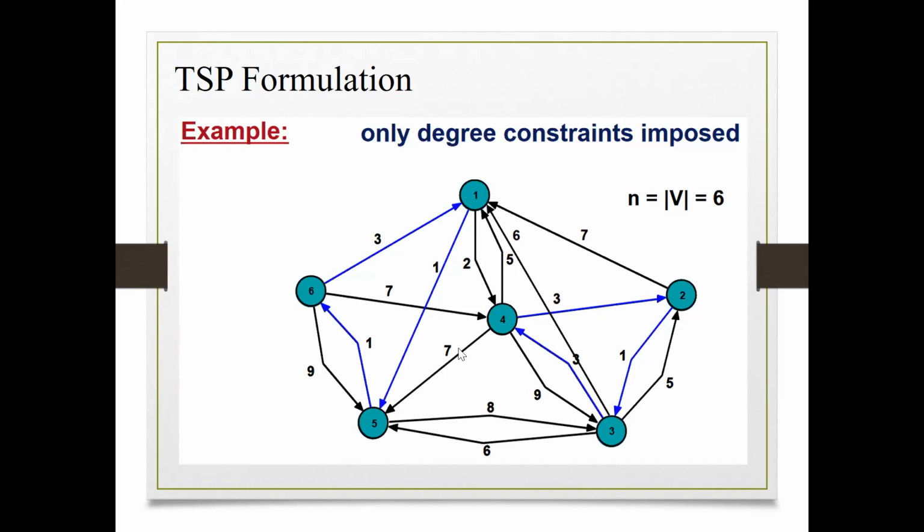If I go through city 4, it would be 9. City 5 has 1, so I take city 5. Again, from city 5 to city 6, the shortest path would be 1, so I take this. And then from 6 to 1, again, the shortest path would be 3, because 7 plus 5 is greater than 3. So now I visited 3 cities over here.